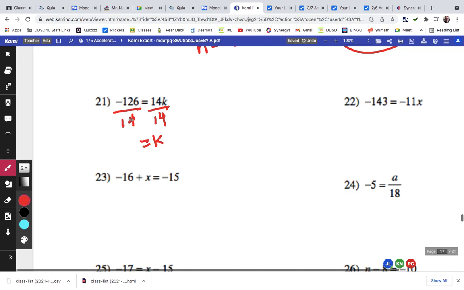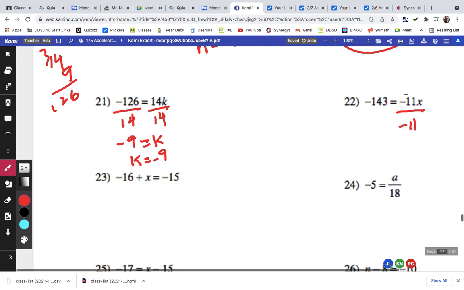And 126 divided by 14 is probably 9. Let's see. 9 times 14 is 126. And so that's going to be a negative 9. We can also write it like this. K is equal to negative 9. On this one here, we're going to divide by negative 11.